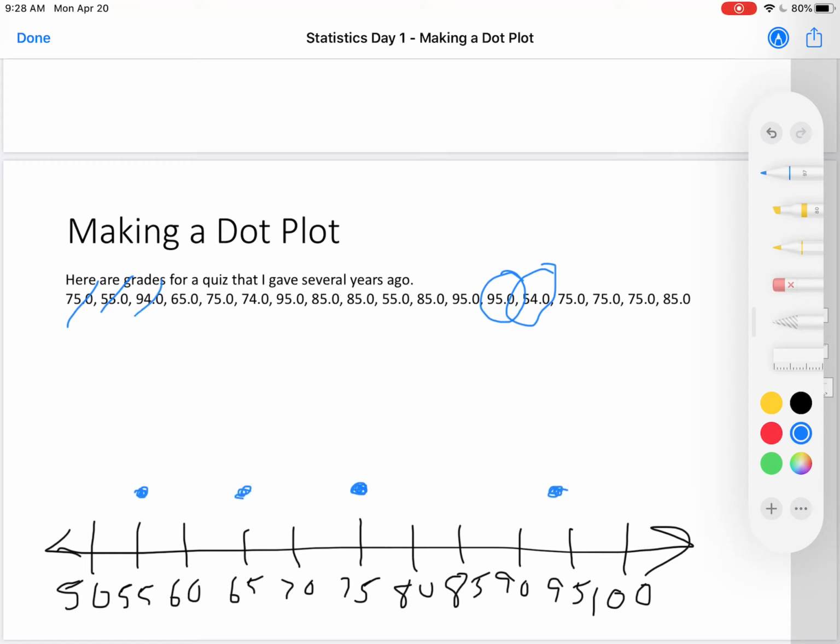65. Notice how I'm just going from left to right. I'm not trying to figure out where the next one would be. I'm not seeing where are all my 50s, where are all my 55s. I'm just going from left to right, taking these one at a time.